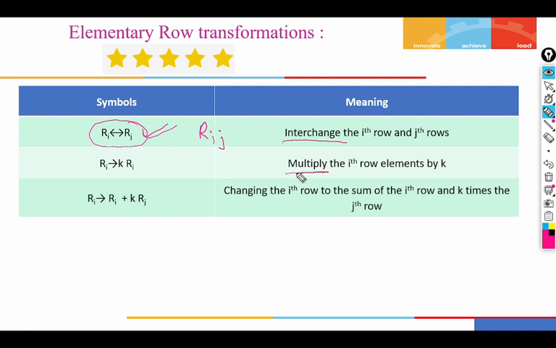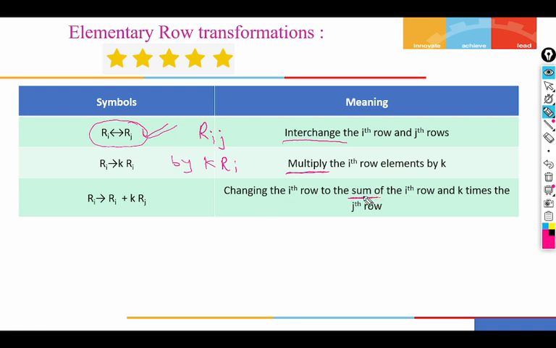Second is related to multiplication. If you want to multiply the ith row by a non-zero constant, we can say Ri is replaced by kRi, or just say kRi. So these are the two different ways of denoting it. So first is about interchange. Second is about multiplication. We can multiply all the elements of any row by a non-zero constant k. And the last one is related to addition.